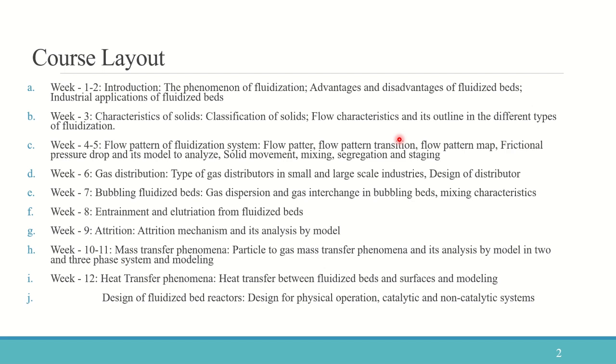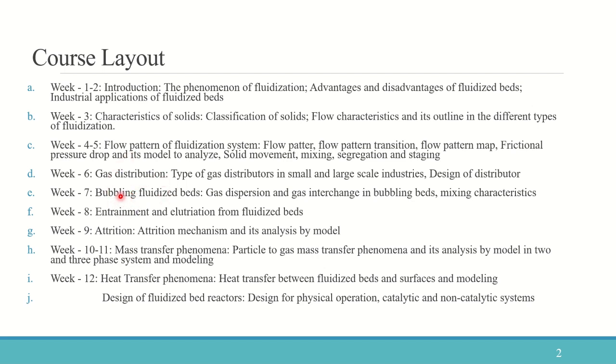So at low velocity there may be segregation, and at higher velocity there may be complete mixing, promoting mixing. Those things we'll be dealing with. And later on we'll be moving on to design aspects like gas distributor. Gas distributor is nothing but, we have particles packed in the packed bed. From the bottom we'll be passing fluid, and that fluid passage will be through a distributor. And later the important phenomena of bubbling fluidized beds will be dealt with.